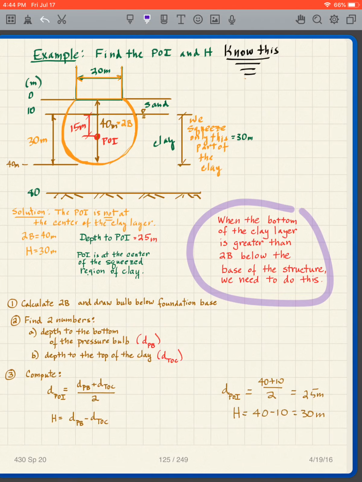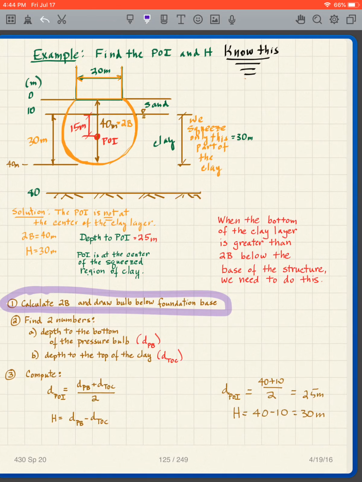And so when do we need to do this? When the bottom of the clay layer is greater than 2B below the base of the structure, we have to do this sort of calculation. Okay, so here's how we do it. We're going to calculate 2B and draw the pressure bulb below the foundation base. There it is. And we're going to find two numbers. The depth to the bottom of the pressure bulb, we'll call it D sub PB. In this case, it's 40 meters.